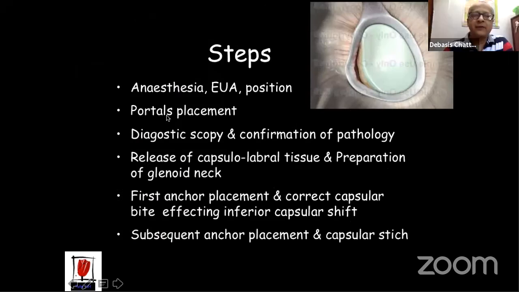So the steps in the operation are, as you know, the anesthesia, then examination under anesthesia, then positioning, then the portal placement, the diagnostic scope, and confirmation of pathology and plan accordingly. Then you release the capsulolabral tissue and prepare the anterior glenoid margin and the neck. Then you place the first anchor, the single most important anchor, the lowest inferior-most anchor, correctly, and do a capsular stitch and shift, and then you go on putting the subsequent anchors. So we are going to describe that using our video.